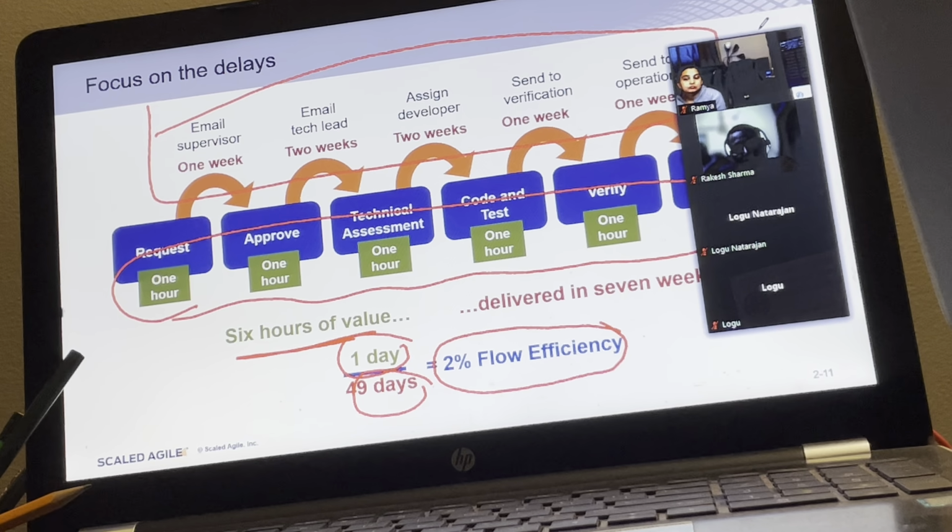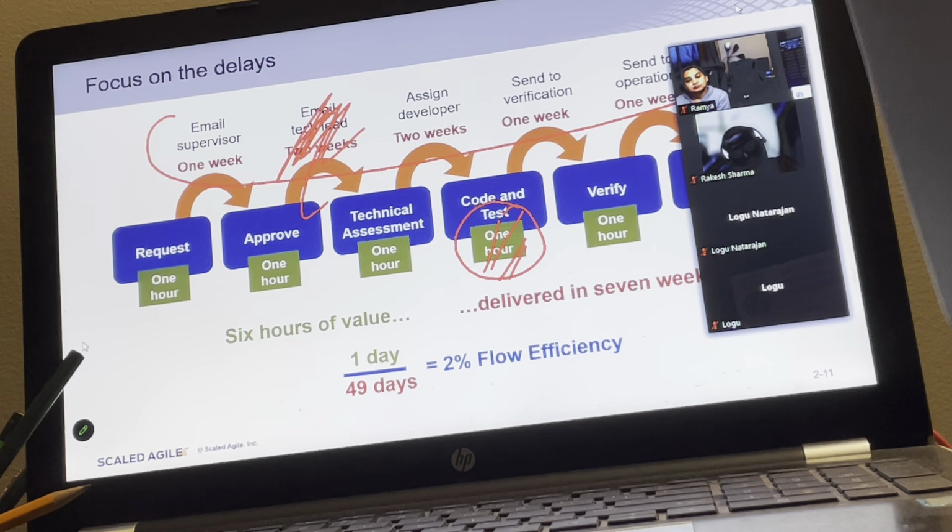Now, in our traditional world, somebody will say, developer, you are taking too much time, why don't you do it in half an hour? So maybe the developer does it in half an hour. What will happen? The work will still take 49 days, or maybe 48 days. But what is the value of 48 days out of 49 days? So we need to work somewhere else. Probably we need to focus on why 2 weeks. Can we remove this approval step itself? If I remove the approval step, the whole 2 weeks disappears. We can say, now we can do it 14 days faster.